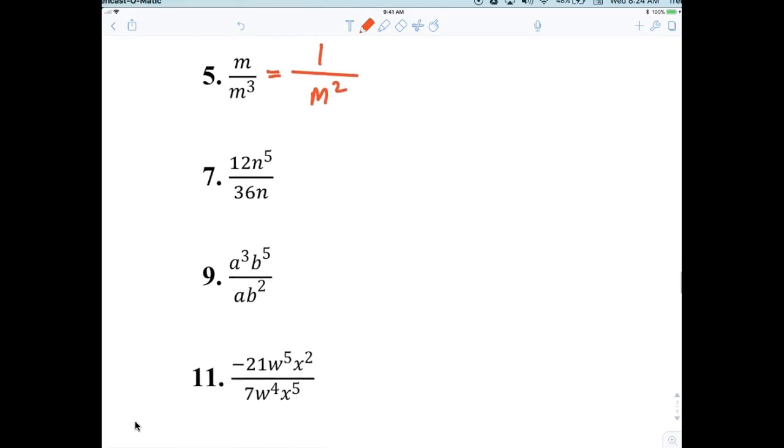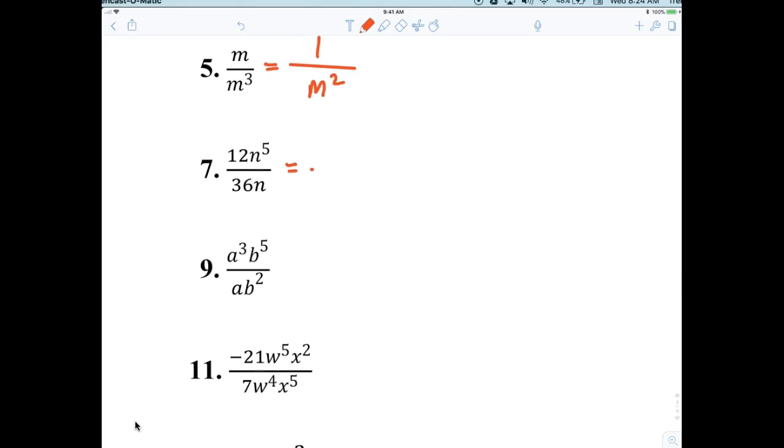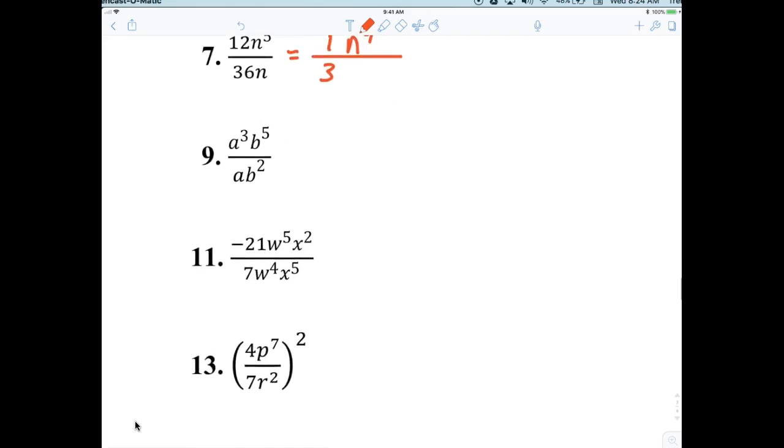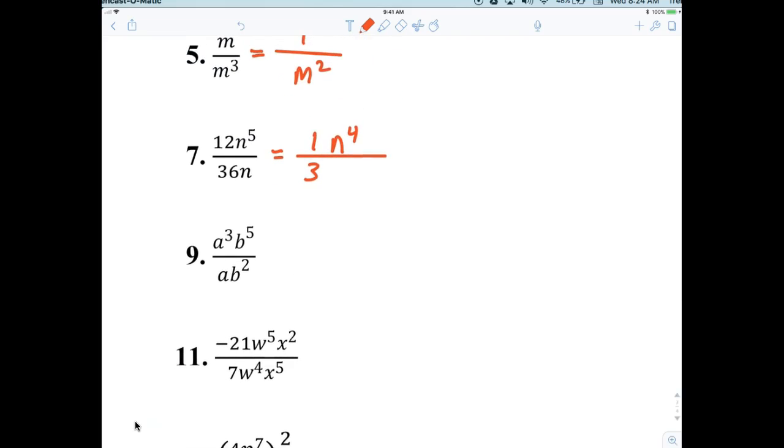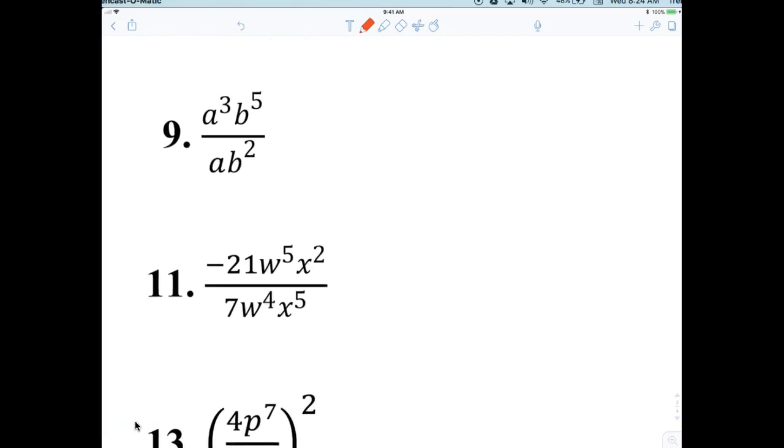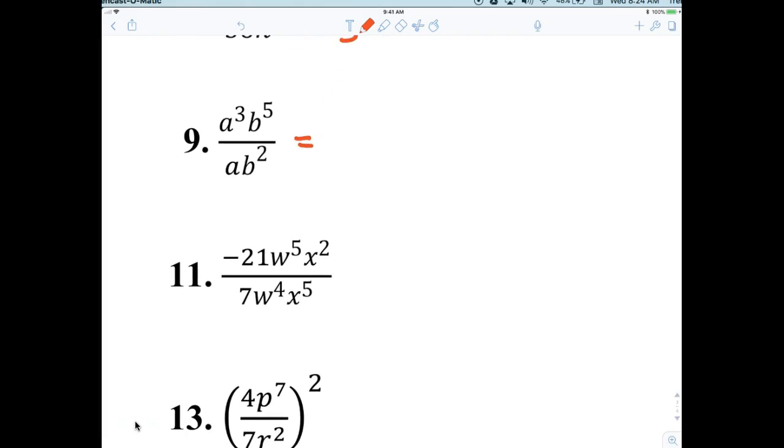Now, also think in terms of a fraction. 12 over 36 reduces to what? 1/3. That's how you should write it. And then it would be n to the 4th. That's how simple this is, guys. Now, there's 5 n's on top and 1 n on the bottom. So now, number 9, you should easily be able to tell me that's?